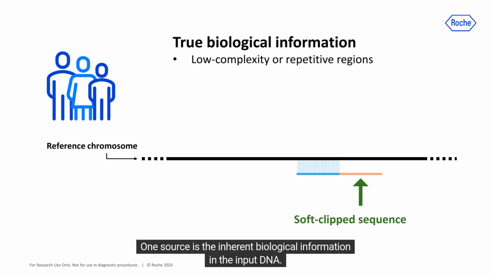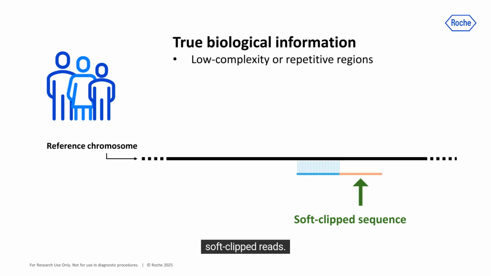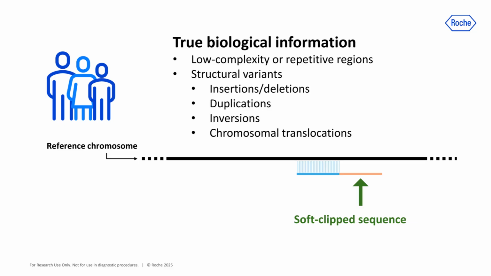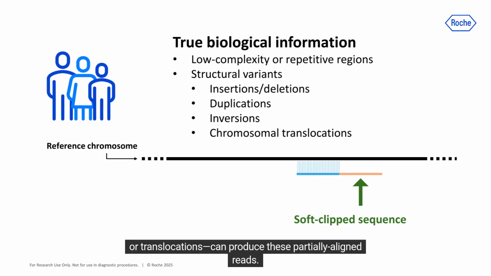One source is the inherent biological information in the input DNA. Some genomic regions, like low complexity or repetitive areas, are challenging to map precisely, leading to soft-clipped reads. Also, various genomic changes, such as structural variants, insertions, deletions, duplications, inversions, or translocations, can produce these partially aligned reads.